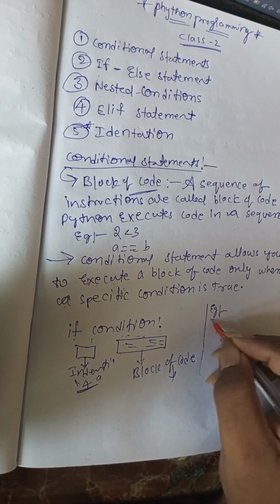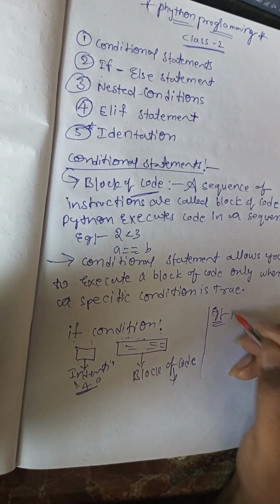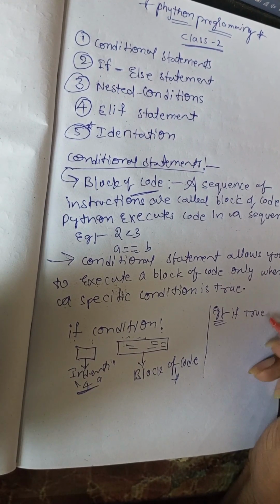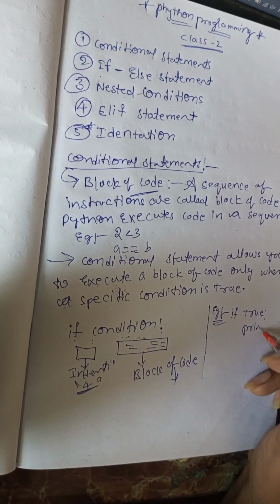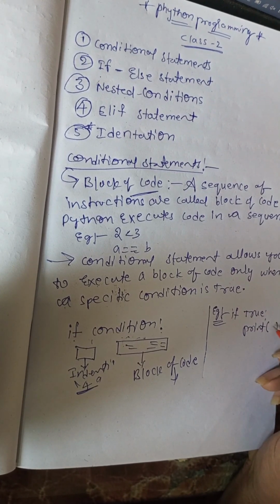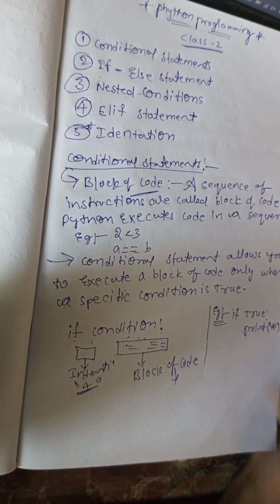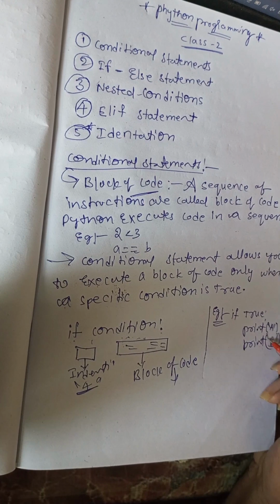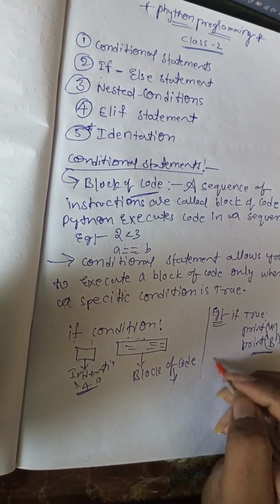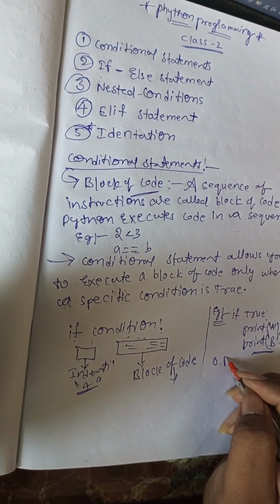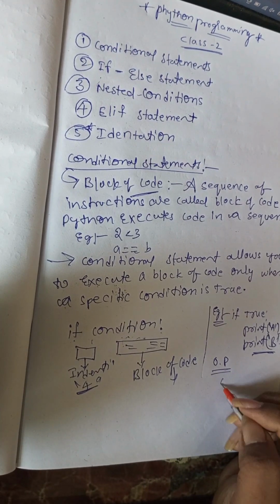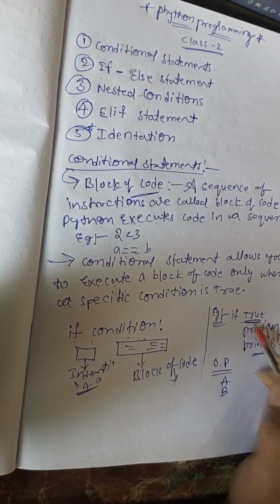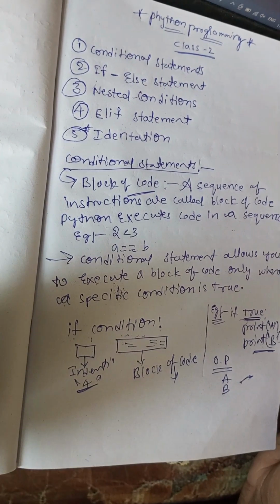Example, if true, print A, print B. You have to give this input, output should be A and B because the condition is true. So this is an example of condition statements.